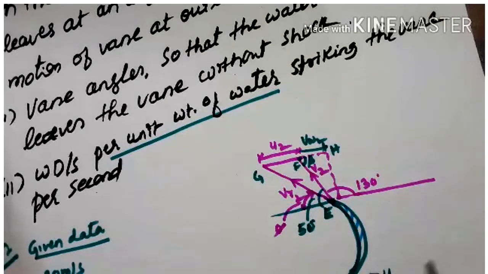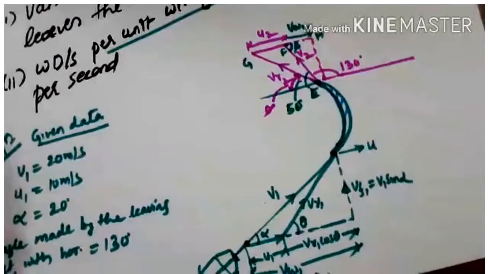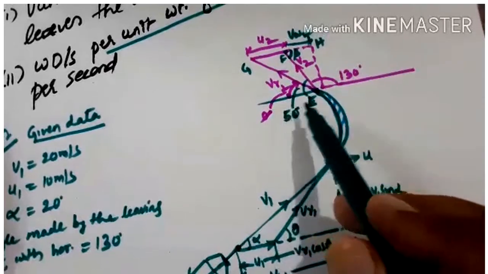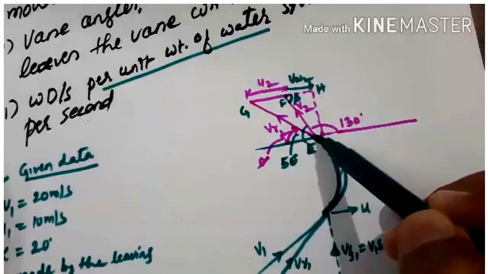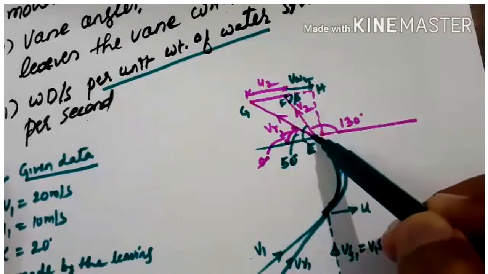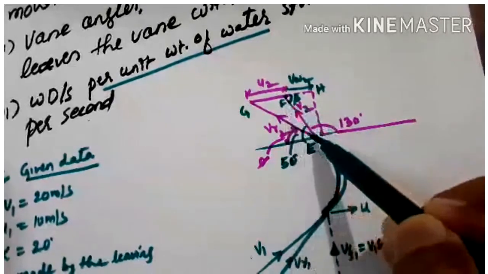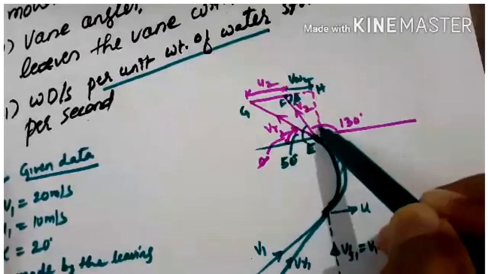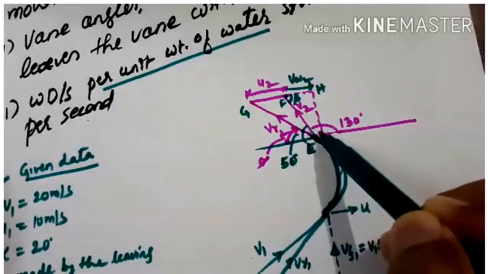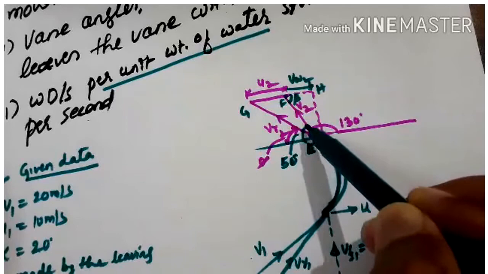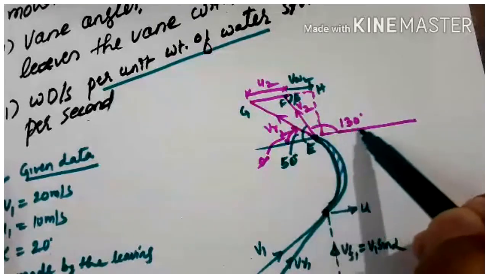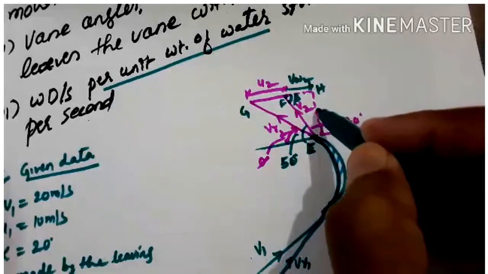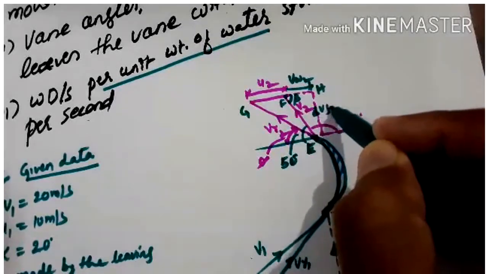Now we need to calculate the vane angles at inlet and outlet, that is theta and phi. The jet is leaving the vane at outlet by making an angle of 130 degrees, that is the angle between V2 and the horizontal, which is given. Remember this one, and this will be VF2.